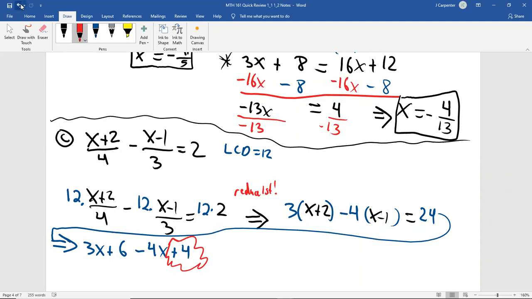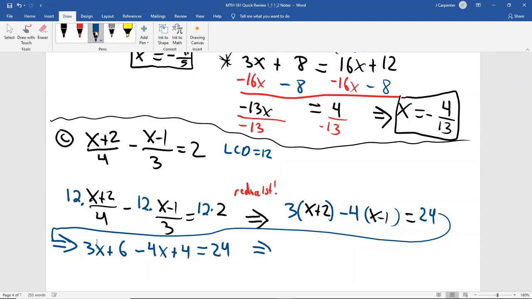So please watch out for that, because that one little sign error, if you have this as a -4 instead of a +4, everything else is wrong. Your answer is now wrong. My math lab doesn't give you partial credit. So make sure you're being careful. All right, so then the equals 24, that didn't change.